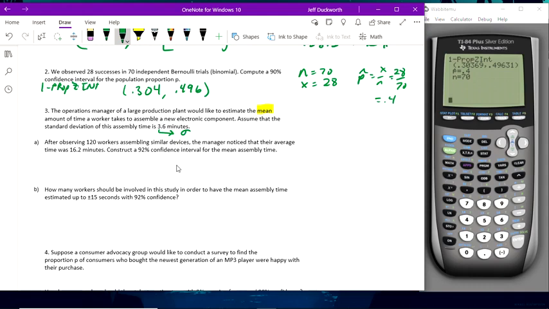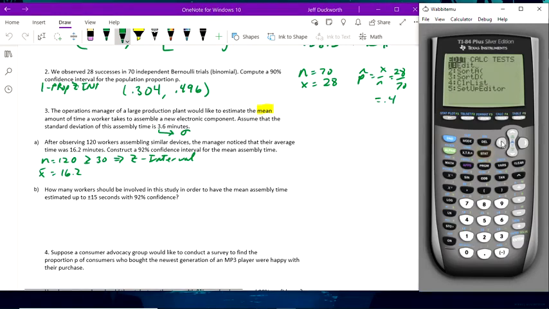After observing 120 workers assemble similar devices, managers noticed the average was 16.2. That means n is 120, x bar is 16.2. We want a 92% confidence interval. This number at 120 is at least 30, so we'll use the z interval. Same as we did in the other problem. So again, stat tests, z interval is number 7.